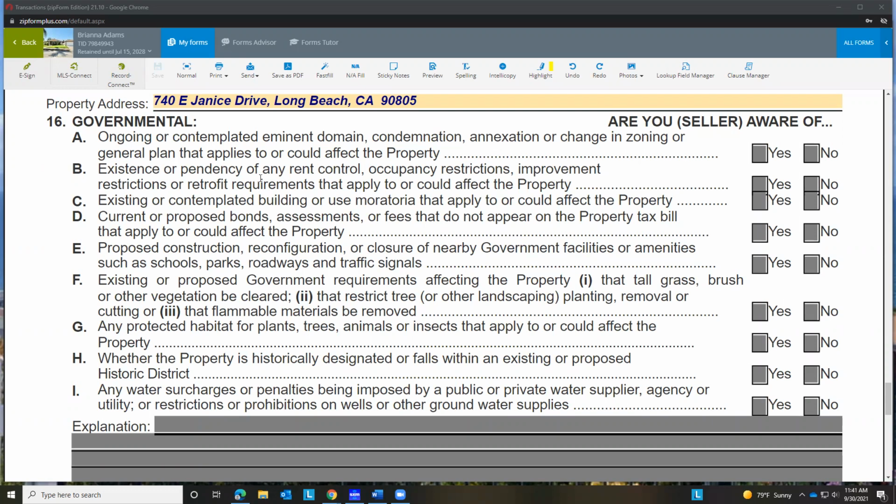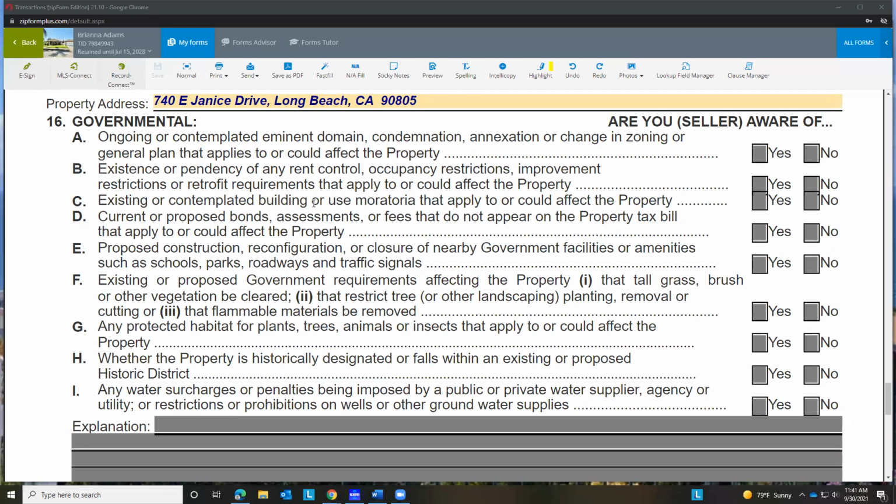Existence or pendency of any rent control? Methinks Long Beach would be a yes. Occupancy restrictions, improvement restrictions, or retrofit requirements that apply to or could affect the property. If it's a Los Angeles property, this answer, you guys, would be yes.